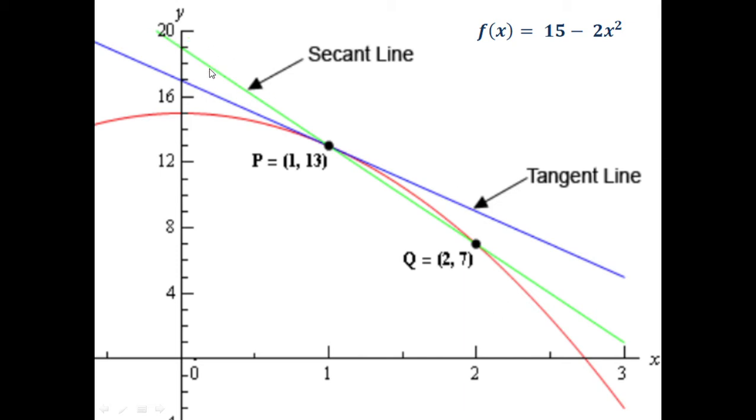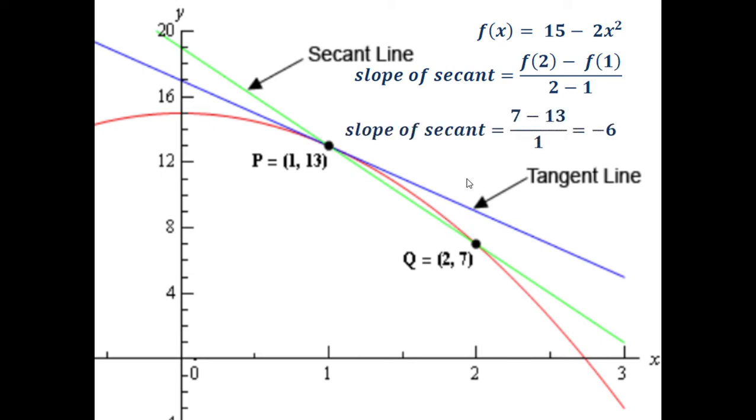Here we could see that the green line indicates the second line and the blue line indicates the tangent line. And we know to find out the slope of any line, the formula is (y2 minus y1) by (x2 minus x1), where y2 is basically f of x2 and y1 is f of x1. So if we apply that formula, then the slope of this green line, that is the secant, is (f of 2 minus f of 1) by (2 minus 1). And after calculating this, we shall get the slope of the secant equals minus 6.